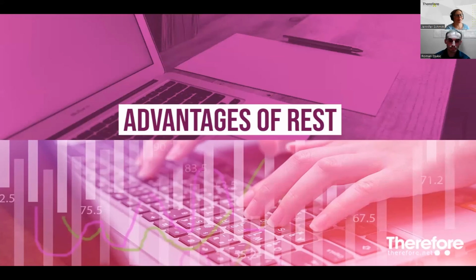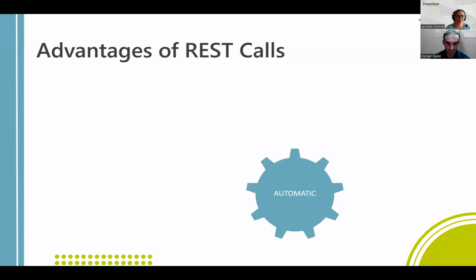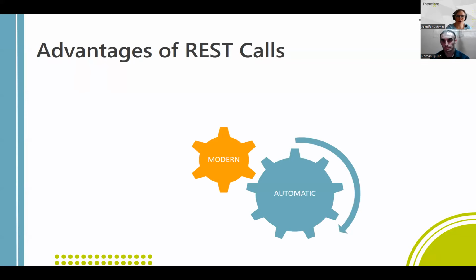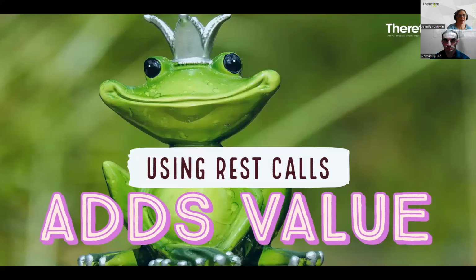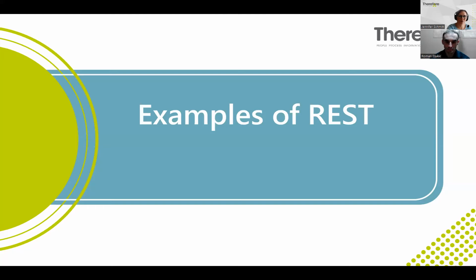So what are the advantages of using REST? The first thing, it's automatic. So it's a really automatic way to get or update information. There's no manual user intervention involved. It's modern, so this means it's supported by very many apps and services nowadays, and it's very easy to set up. So you can have really great improvements in your efficiency with using very simple REST calls. So REST calls can be extremely simple, but they can have a profound impact on the quality of the work and the ease at which you're getting that information. So in sum, you can say REST calls add value to a Therefore system.